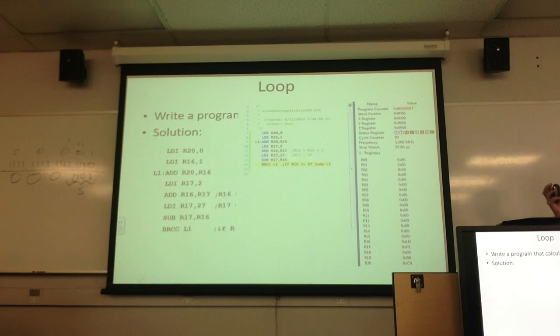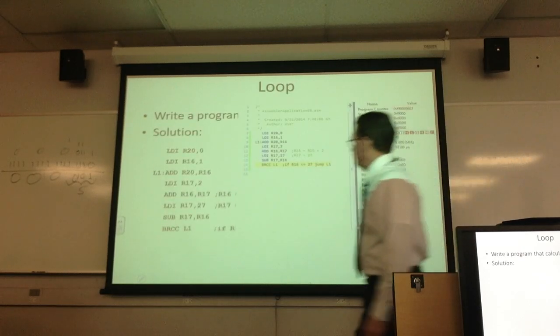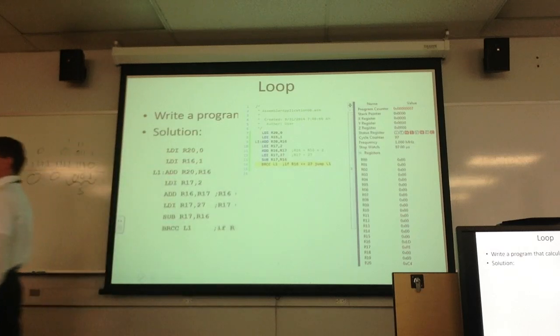All right? Yeah? Why do we have to load 27 into R17 every time? Like, can that be put above the loop? Because R17 can just constantly be... Oh, because you're adding them. You're adding them. Okay. Yeah, you're adding them together.